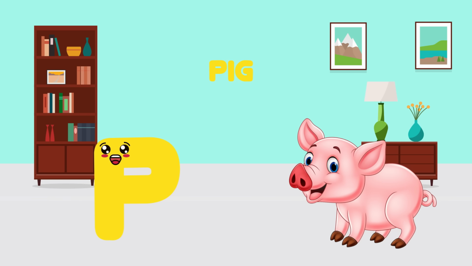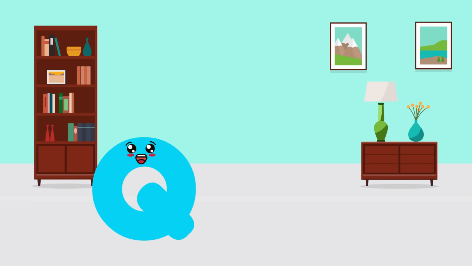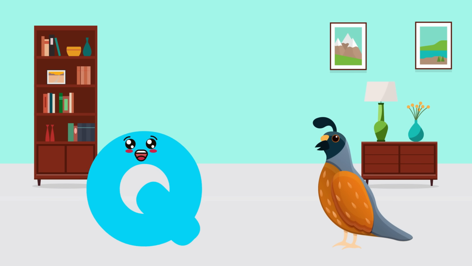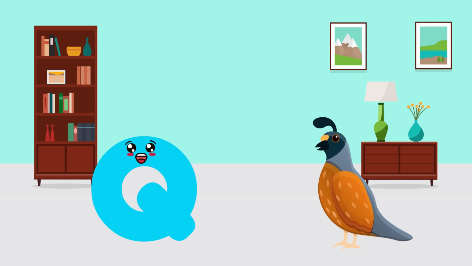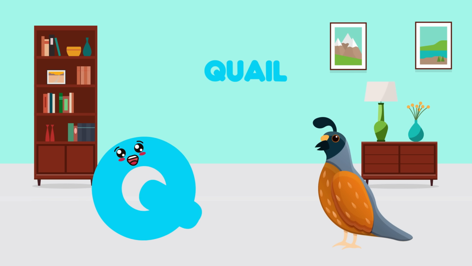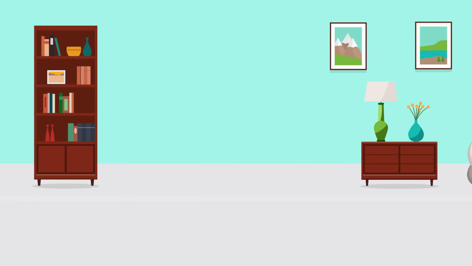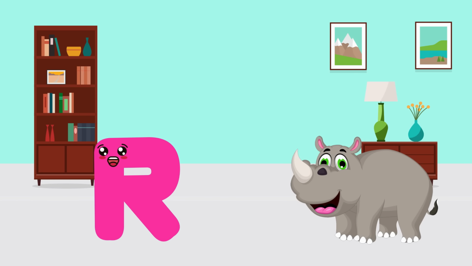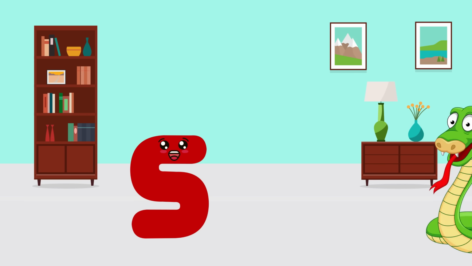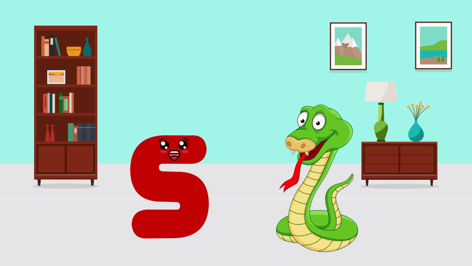P, pig. Q is for quail. K, k, quail. Q, quail. R is for rhino. R, r, rhino. R, rhino. S is for snake. S, s, snake. Snake.